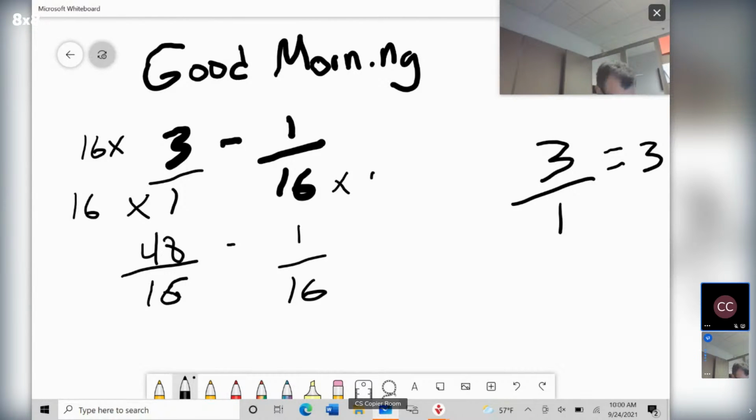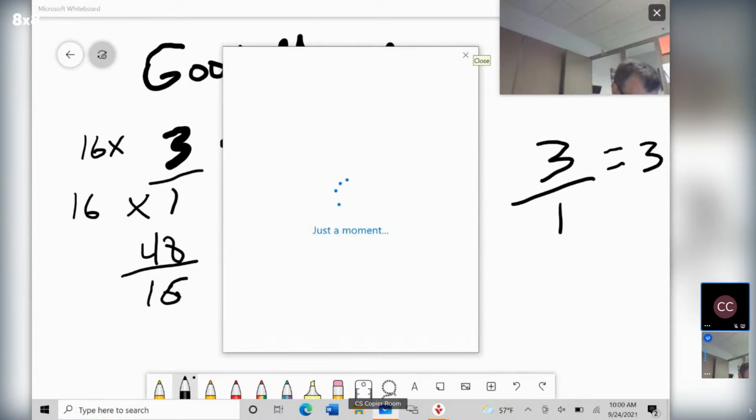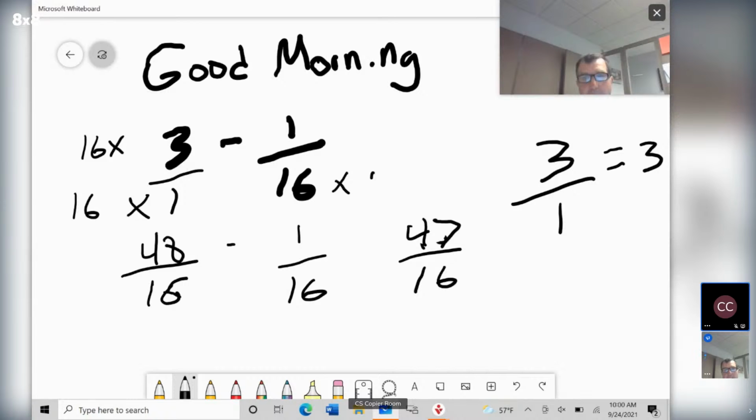So in this case, basically what it'll be is 48. Oh, excuse me, 47. I've got to subtract the 1. So it's going to be 47 over 16. And like we talked about yesterday, that might be the answer, 47 over 16. But if it's not, you're going to look at this and remember it's an improper fraction, because in this case, the top number is bigger than the bottom number.